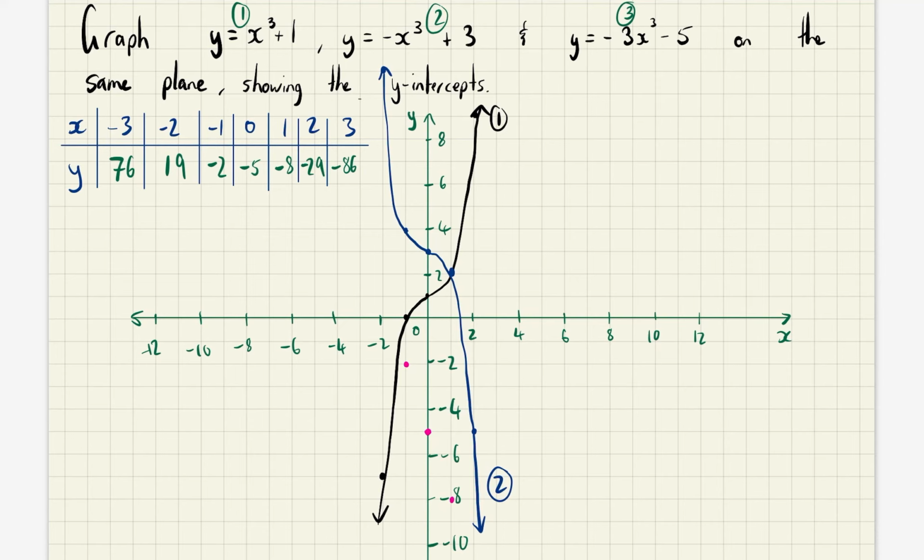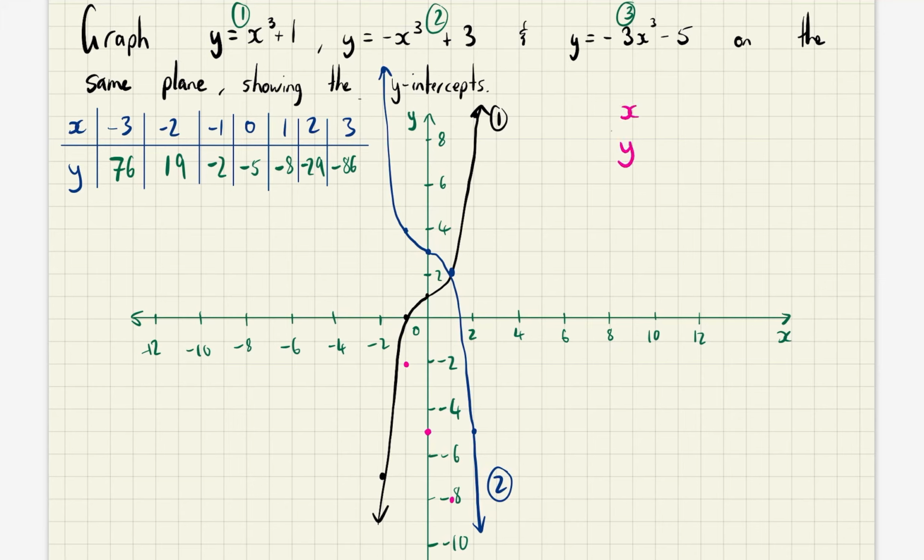Now that's not very helpful. It looks like a straight line. We know it's not, but we need some more information. So where things start to go weird is in this zone here and in this zone here. So I'm going to put in a different number just to give me a bit more of an idea of what's going on.